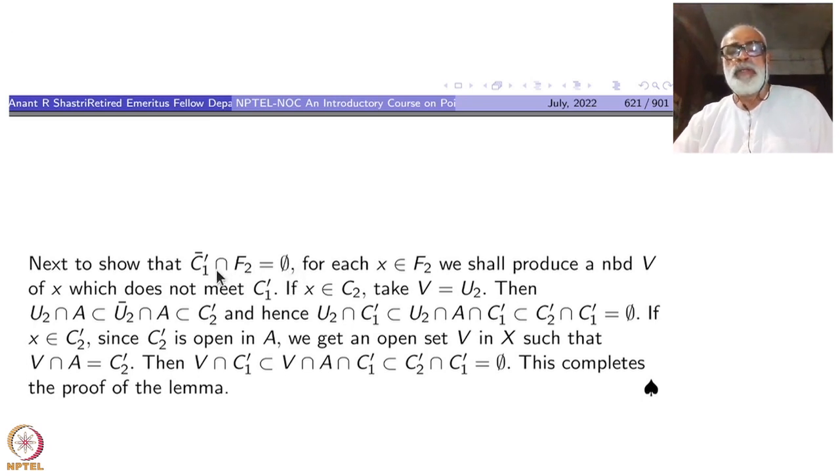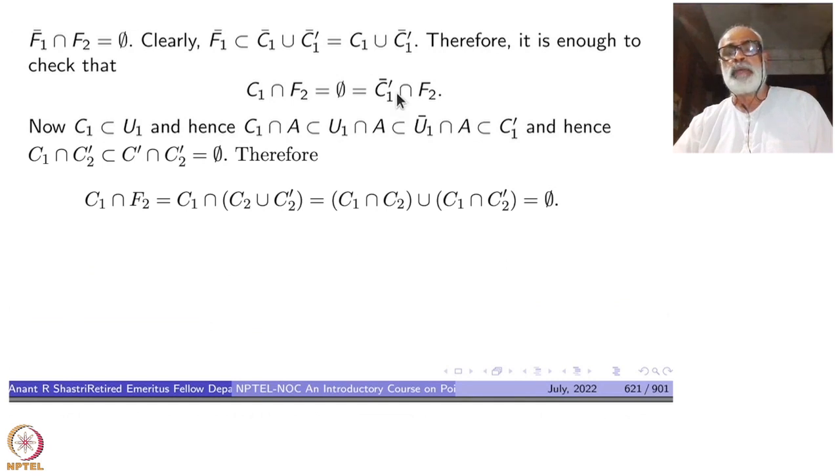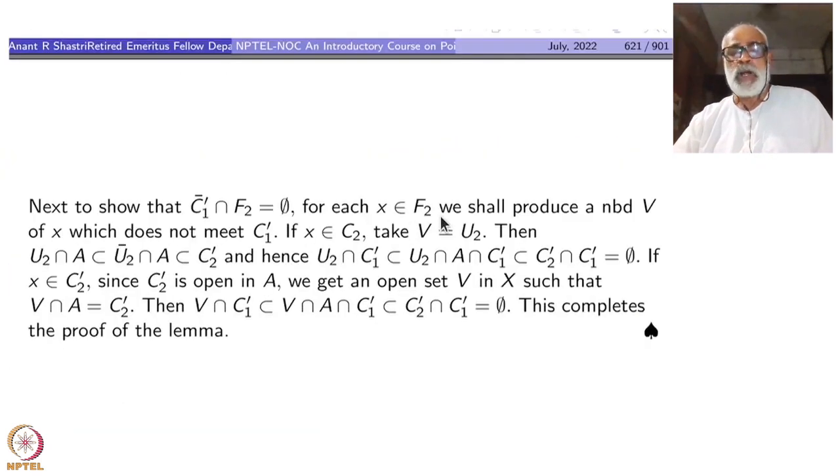So how do you show this? F1 bar has two parts, right? One we showed. The second part is this one now. This one we have to show. For each X belonging to F2, we shall produce a neighborhood of X which does not meet C1 prime. Then it follows that the point is not in the closure of C1 prime, because the whole neighborhood doesn't intersect it. There are two parts to F2: one is C2 and another C2 prime. If X is inside C2, you can just take V equal to the whole of this U2, because V, which is equal to U2, contains the whole of C2.